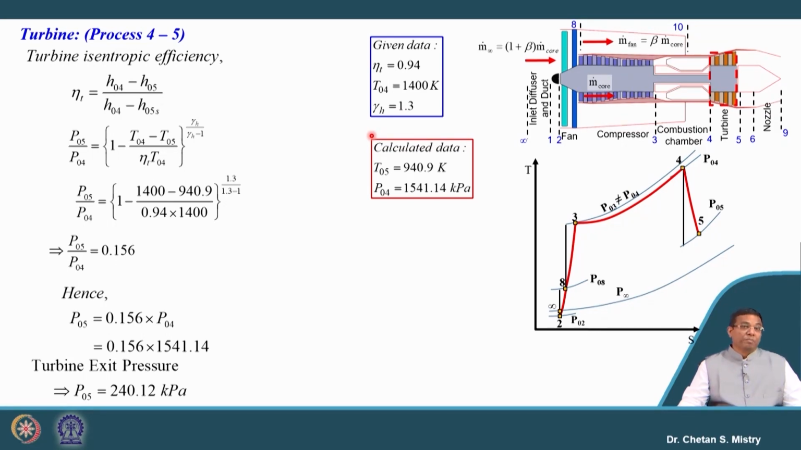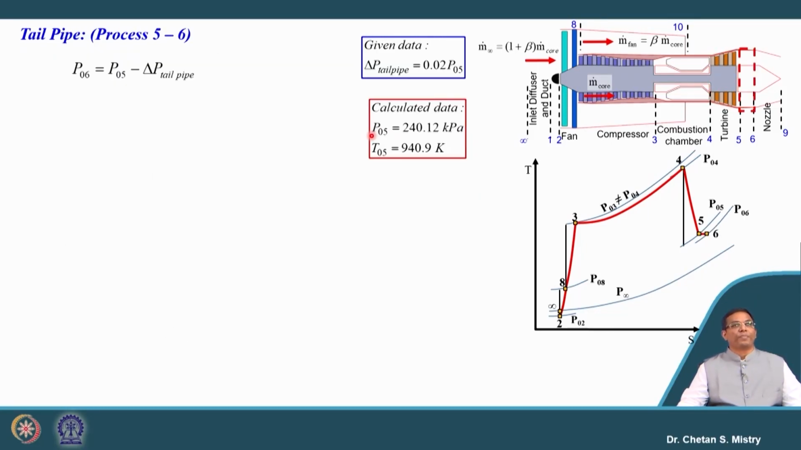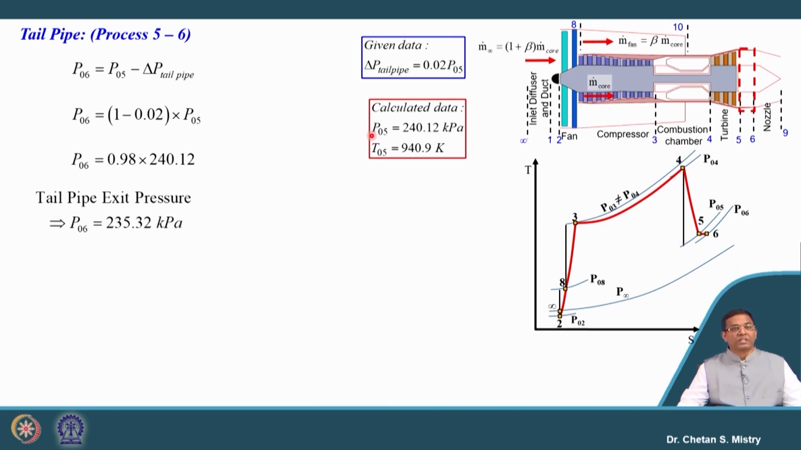The next component may be the tailpipe. Here in this case, since it is given there is 2% loss of total pressure, that means we need to consider the tailpipe for the calculation. So, let us put that number. Here P06, the exit pressure from the tailpipe, is P05 minus delta P. Let us put this number, it is 2% loss. So, that will be 0.98 into 240.12. So, our exit pressure is coming to be 235.32 kilopascal. Okay. Now, in terms of temperature, we are assuming this to be an adiabatic process. That is the reason my T06 and T05 are the same. Okay. So, we can say our exit temperature is 940.9 Kelvin.